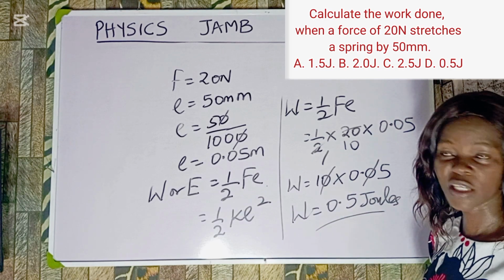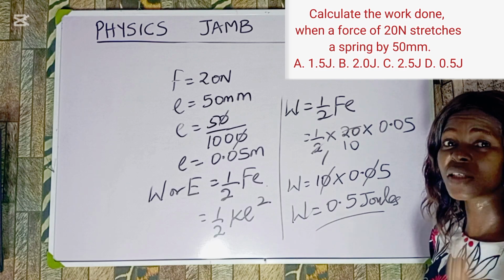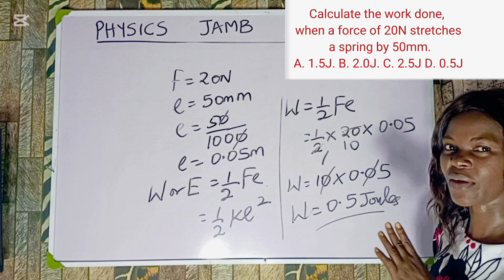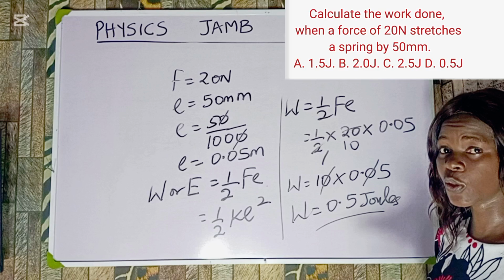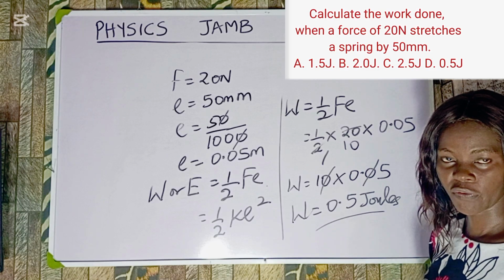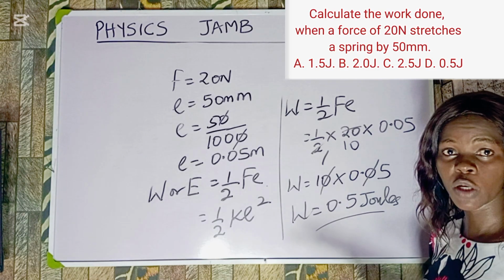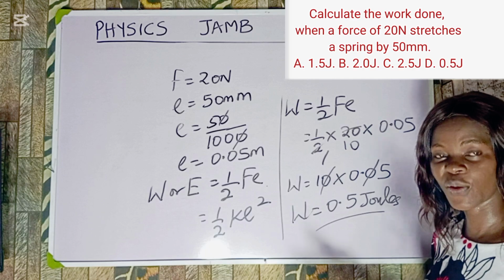joules. Do you understand? So this one is quite simple. In case you see something similar to this, this is how you can solve it. Remember, if you have the force constant, which is K, we're going to use the second formula. Do you understand? From what we've got so far, the correct option is option D.